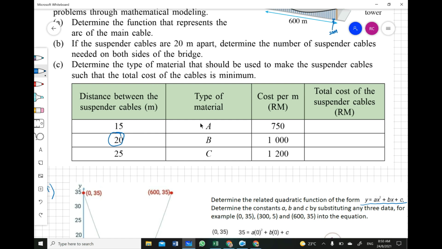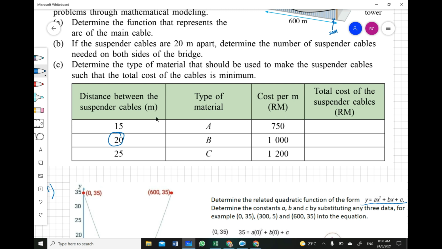with the types of different materials that we have, type A, type B, type C, and the cost of the different materials. Maybe type C material is better. Type A material is not very good, so it is cheaper. We don't know. So you are asked to find the total cost of the suspender cable. How to find the total cost of the suspender cable? Of course, you need to find out how much is the total length of the suspender cable that you have and you multiply with the cost. So we need to get the total length.